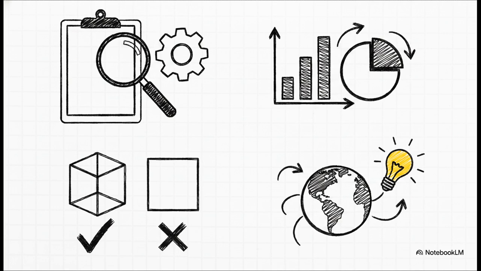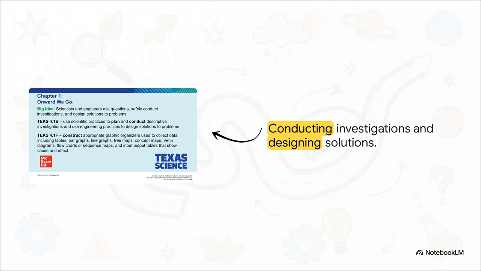Moving on, TEKS 4.2a wants them to critically evaluate models, identifying both the advantages and the limitations of those models. And finally, TEKS 4.4a asks them to look at the big picture, explaining how discoveries and innovations actually impact science and society. Now, you might be wondering, what does mastery of these TEKS actually look like on the ground?